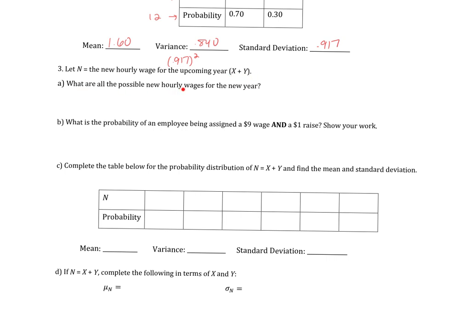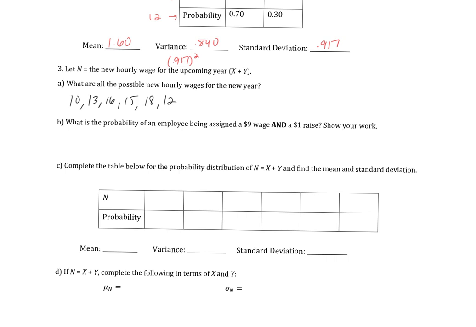What are all possible new hourly wages for the new year? You can look above in the table. I can start off with $9 and then get a $1 raise, so I could have $10. I could start off with $12 and get a $1 raise, which would be 13, or 15 with a $1 raise would be 16. I could start off with $12 and get a $3 raise, which would be $15. I could start off with $15 and get a $3 raise, which is $18. Oh, and also I could start off with $9 and get a $3 raise, which would be $12. So those are all the possible new hourly wages that we could get.